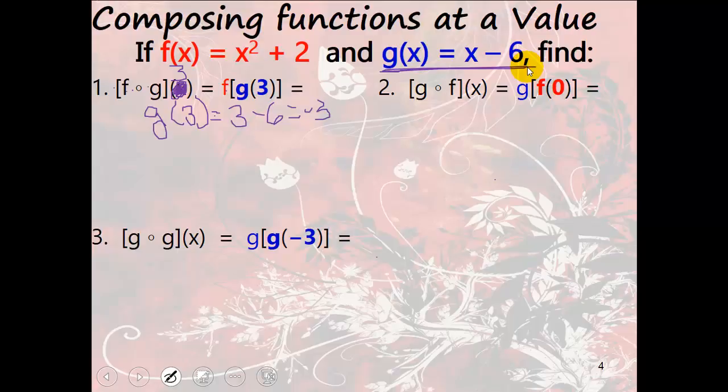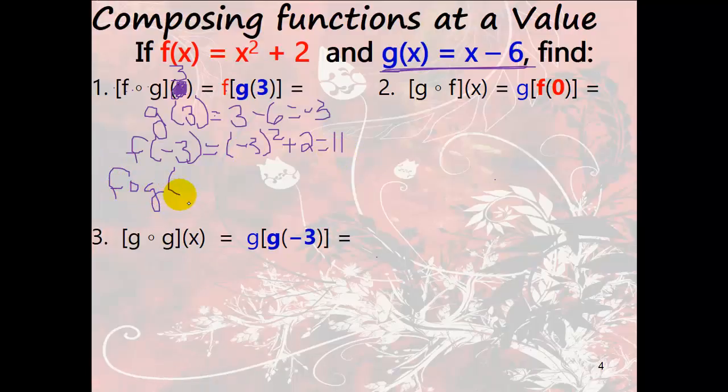Now I'm going to take this negative 3 and I'm going to plug it into f. So f of negative 3 is equal to negative 3 squared plus 2. That's 9 plus 2, so that equals 11. So f of g of 3 is equal to 11. So my ordered pair is 3, 11.